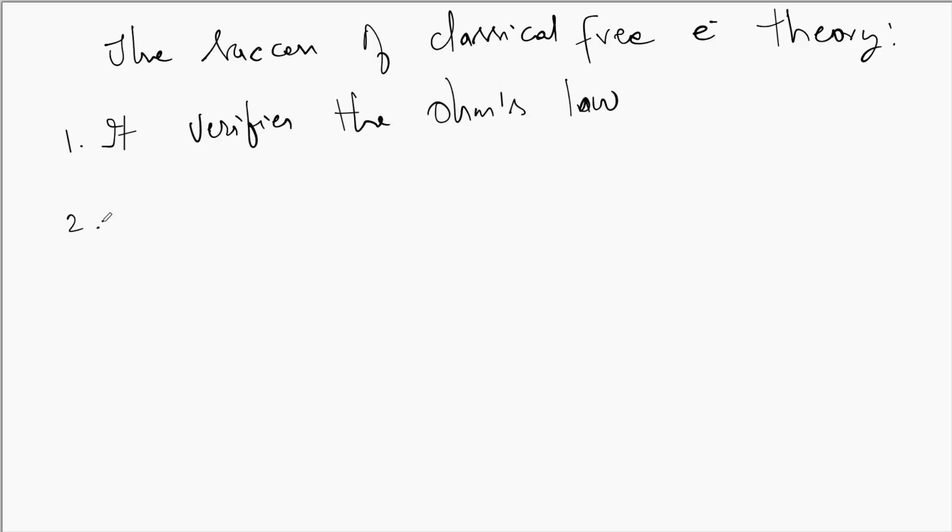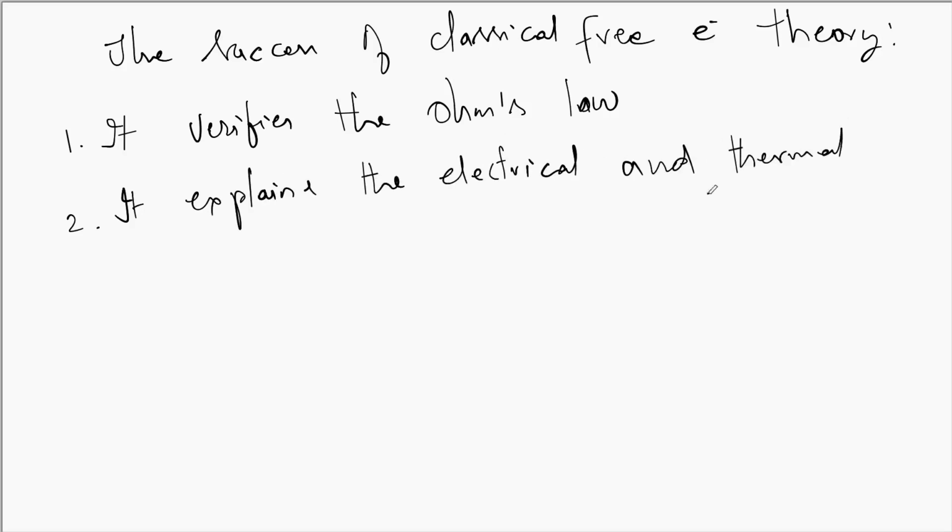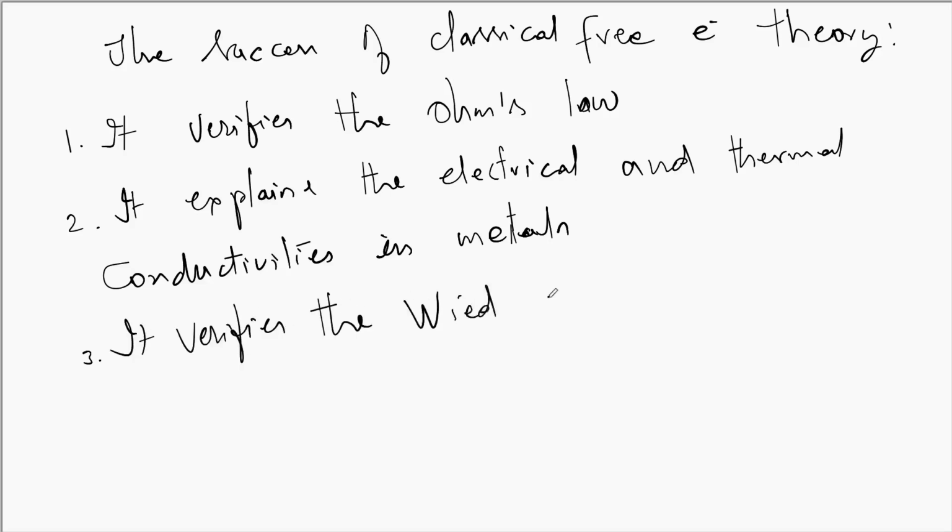The classical free electron theory successfully explains the electrical and thermal conductivities in metals. It also successfully explains the relation between the electrical conductivity and the thermal conductivity, which is known as the Wiedemann-Franz law. It verifies the Wiedemann-Franz law. Similarly, this theory also explains the optical properties of the metals.